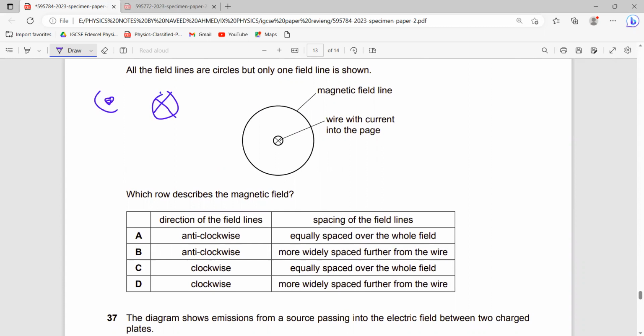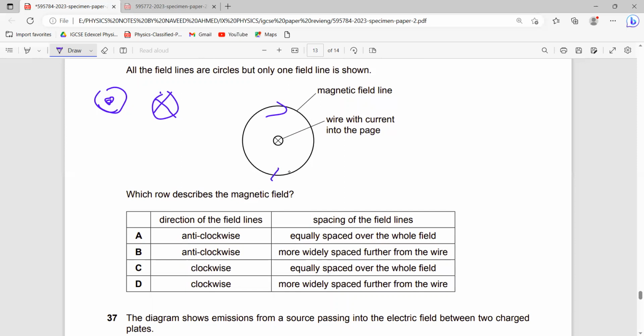Dot means current is moving out of the paper, and cross means current is moving into the paper. So we use the right hand grip rule, not the right hand flaming rule. We are using just the right hand grip rule. The thumb is moving into the board and the curled fingers are moving in a clockwise direction.